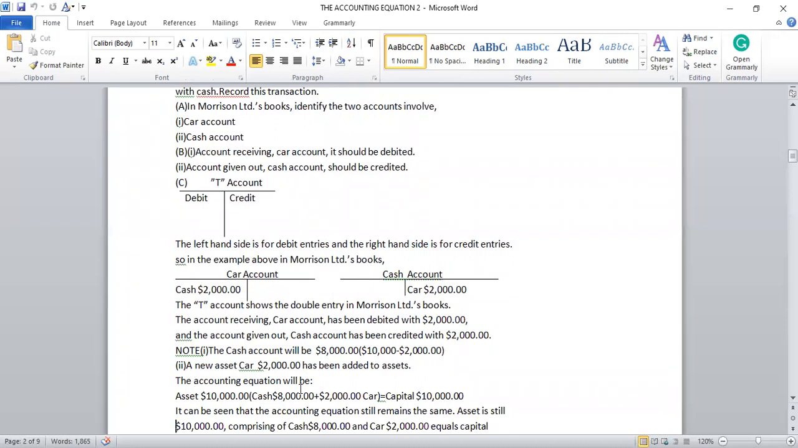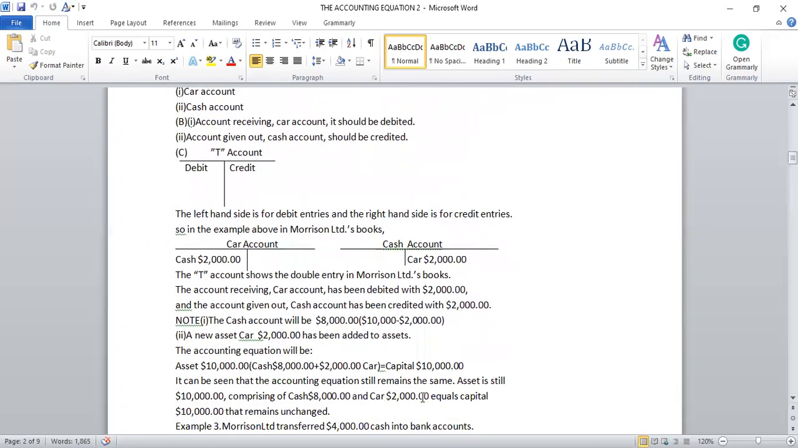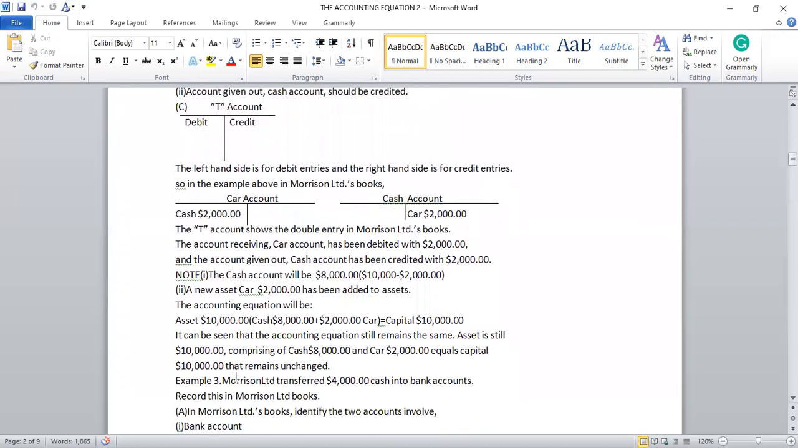The accounting equation will be assets, $10,000, comprising cash, $8,000, plus car, $2,000, all equal to capital, $10,000. It can be seen that the accounting equation still remains the same. Assets are still $10,000, comprising cash, $8,000, and car, $2,000, all equal to capital, $10,000, that remains unchanged. Let us work more examples.